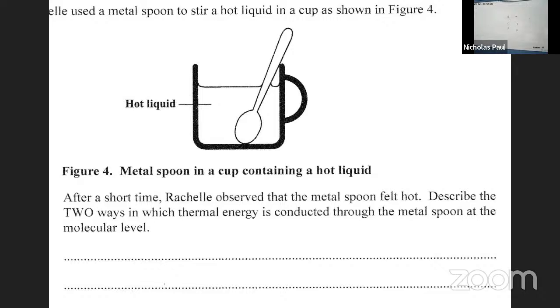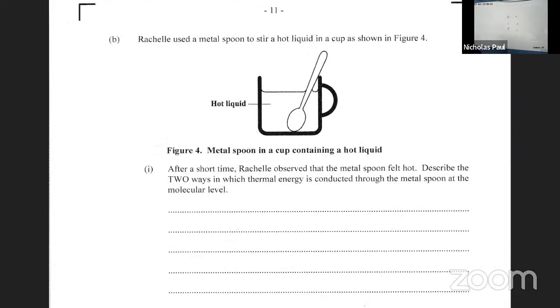Something else, Malcolm. One more. The metal has free electrons. So the free electrons will gain kinetic energy, move fast and quickly transfer the energy throughout the solid metal. So heat is transferred in two ways: particles vibrating and the electrons moving quickly.